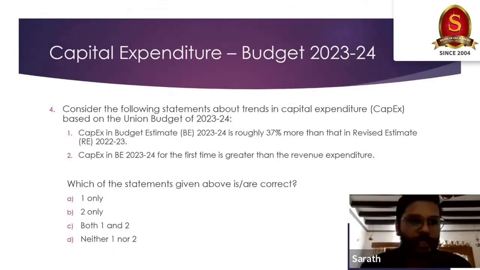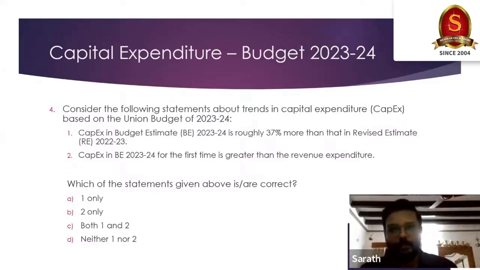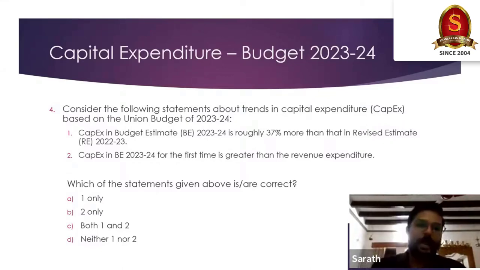So the statement here is capital expenditure in budget estimate 2023-24 is roughly 37% more than revised estimate. That's correct. Capital expenditure in the budget for the first time is greater than revenue expenditure? Nowhere close. So 45 lakh crore, of which 10 lakh crore is capital. The remaining 35 is still revenue. Revenue still is a huge component of the overall expenditures. So the second statement is wrong. The first statement is correct.